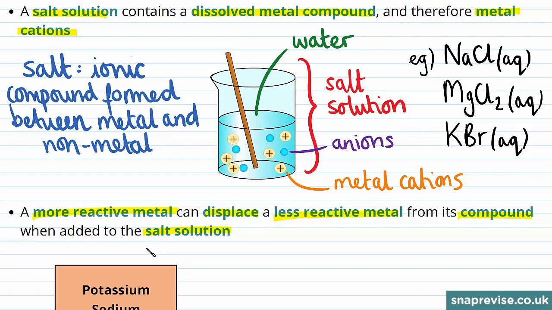So, what do we mean when we say a more reactive metal can displace a less reactive metal from its compound if it's added to a salt solution? This observation is related to the fact that the more reactive a metal, the more happy it will be forming a cation, and that our salt solution contains cations.